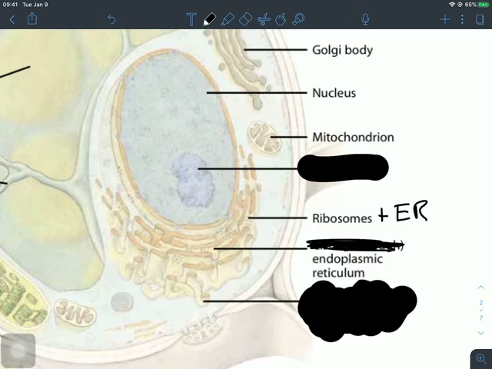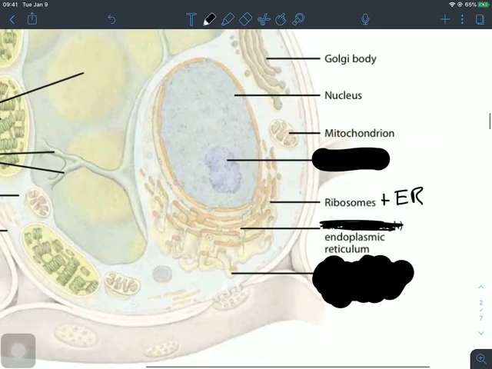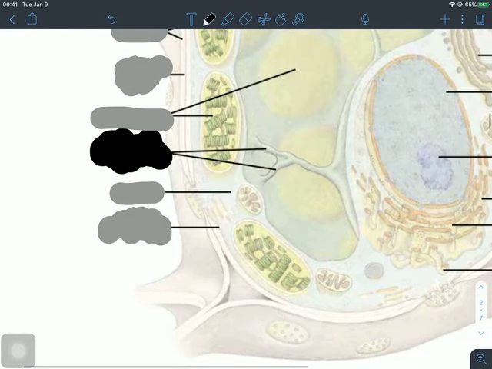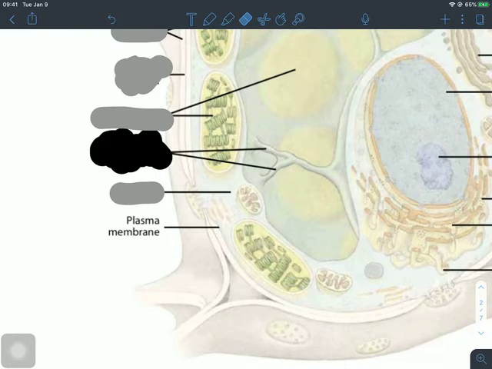I won't ask you to know the difference between smooth and rough. That's for a different biology class. Continuing on, we have our structure here on the very inside layer, the living layer of the plant cell that tells things what comes in and what comes out, our plasma membrane.